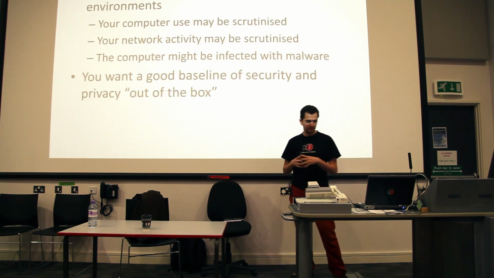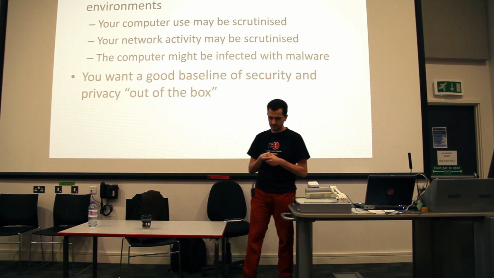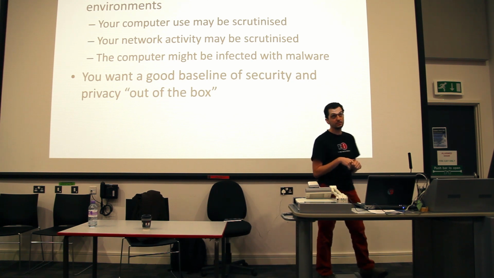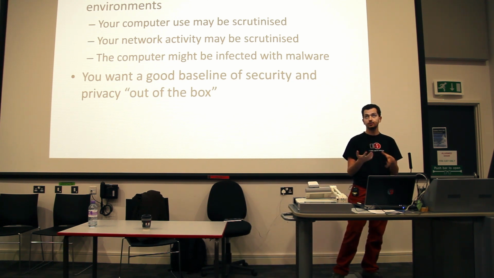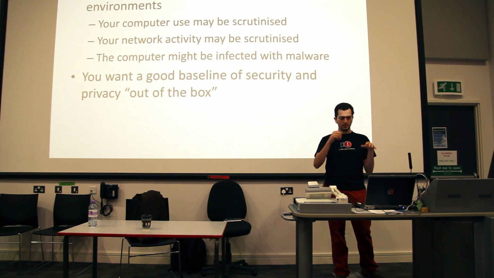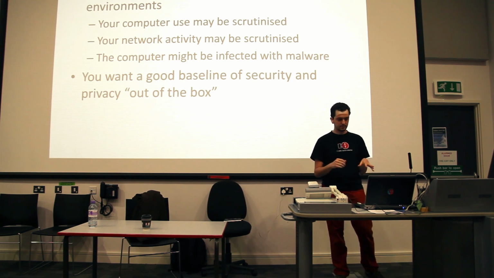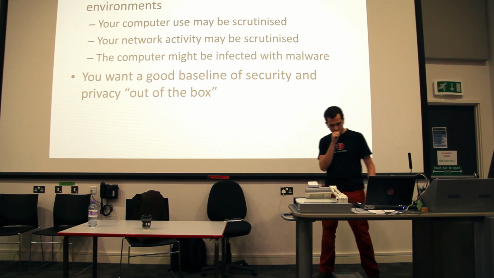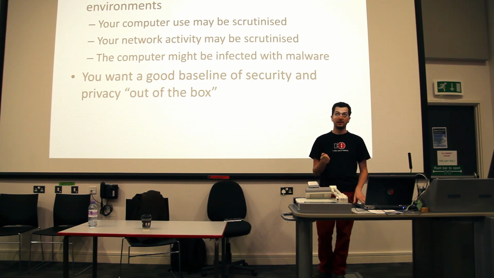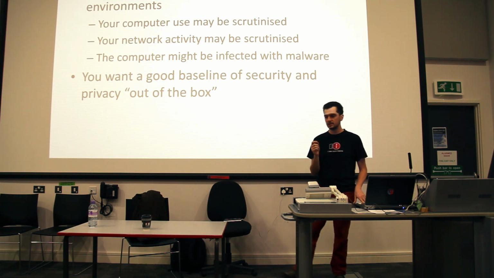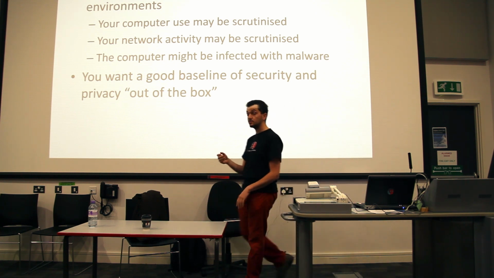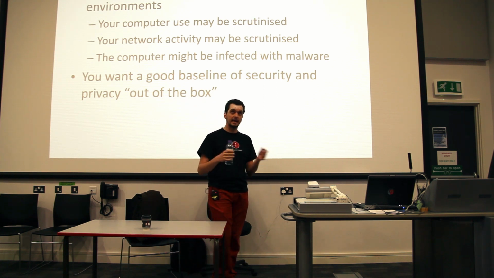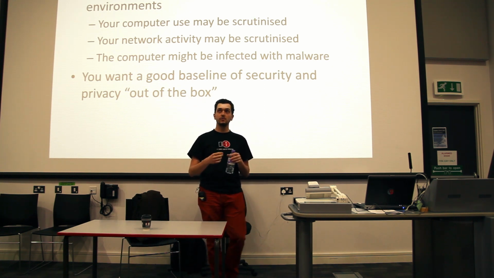So to recap, Tails is very useful when your computer use might be scrutinized. So you think that a computer you use might then be analyzed to try to dig up what you actually did post-mortem. Or your network activity might be scrutinized. So something that Tails gives you for free, as in something that is pre-configured in the system, is that all of its network activities, anything that leaves the system, goes through the Tor network.